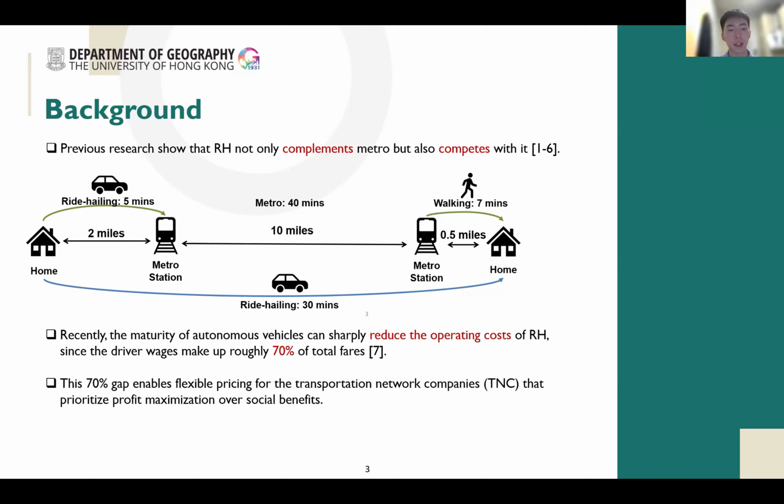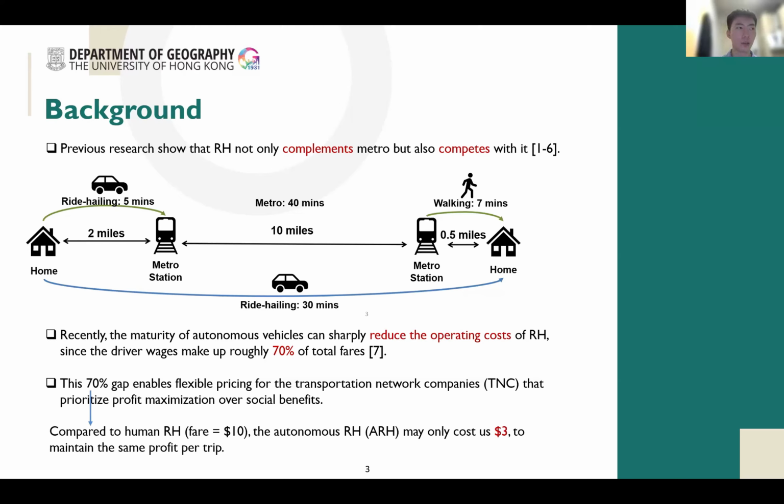So this means that compared to human ride-hailing, where for example you pay the driver $10 to cover 10 miles, autonomous ride-hailing may cost only $3 to maintain the same profit per trip for the commercial companies. The rest, $7, is paid to the drivers as commission fees. So the elimination of this 17% gap enables flexible pricing for the transportation network companies that prioritize profit maximization over social benefits.